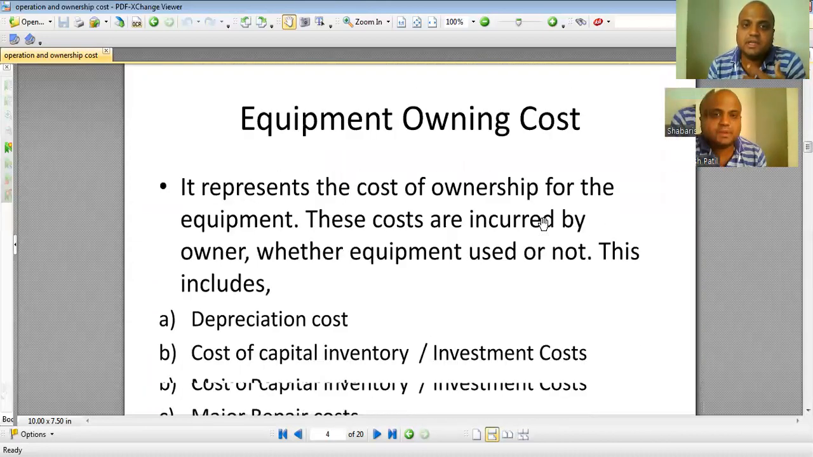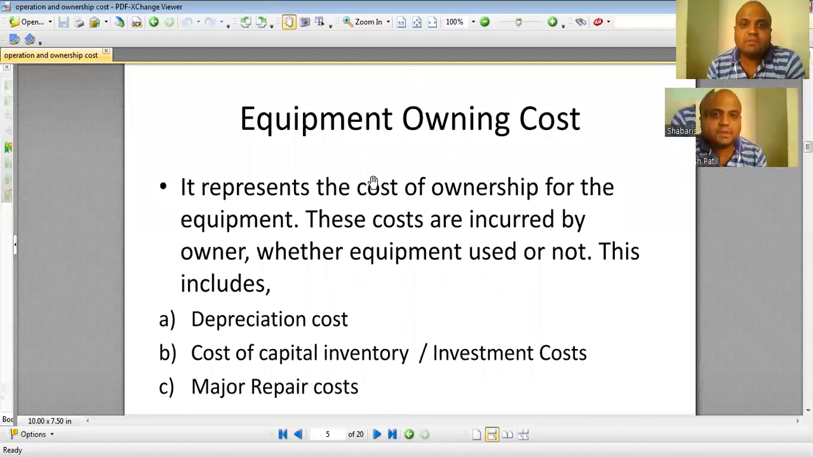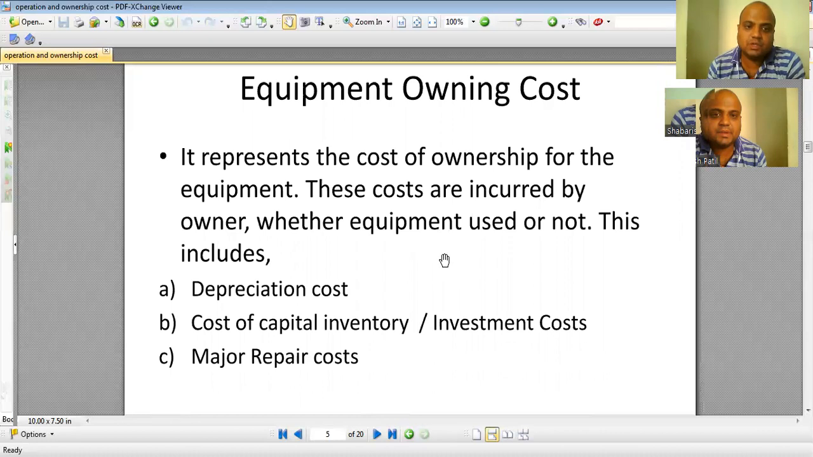Now we'll try to understand the equipment owning cost. Equipment owning cost is the cost of ownership for the equipment. These costs are incurred by the owner. It is supposed to be spent by the owner whether the equipment is being used on the site or not. What does this include? It includes depreciation cost, investment costs, and major repair costs.